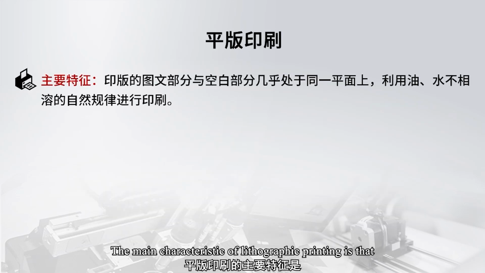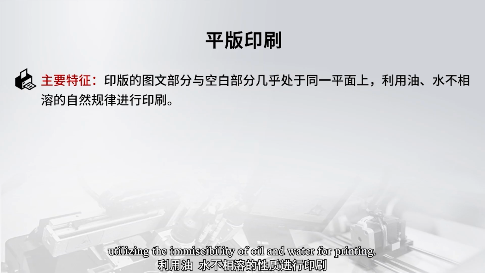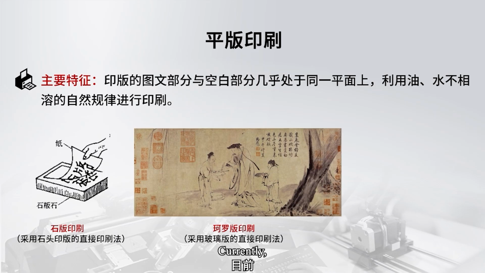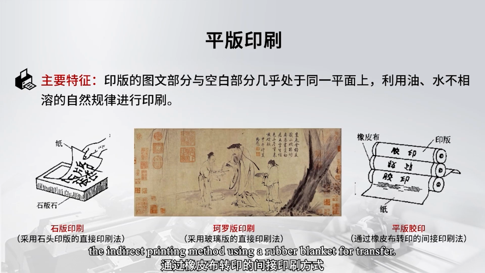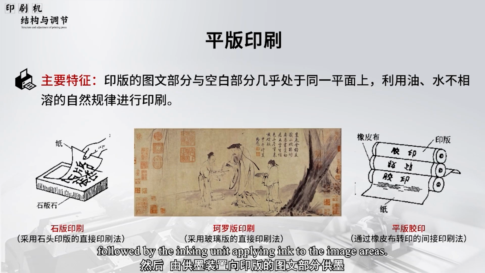The main characteristic of lithographic printing is that the image and non-image areas of the printing plate are almost on the same plane, utilizing the immiscibility of oil and water for printing. Stone lithography and collotype printing were early forms of lithographic printing. Currently, the term lithographic printing generally refers to the indirect printing method using a rubber blanket for transfer. During printing, the dampening unit first applies water to the non-image areas of the plate, followed by the inking unit applying ink to the image areas.